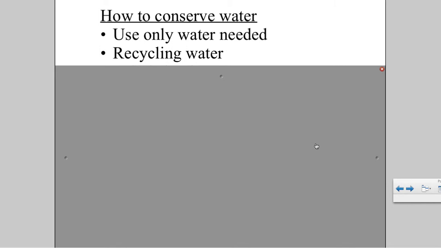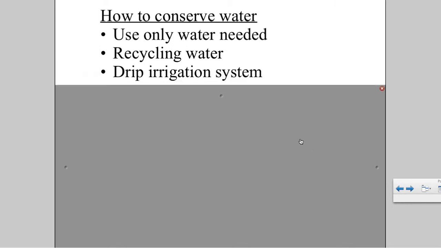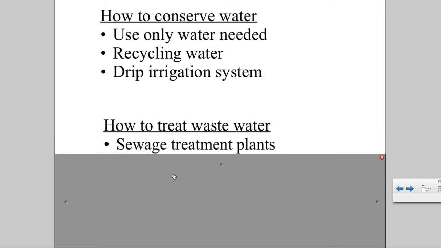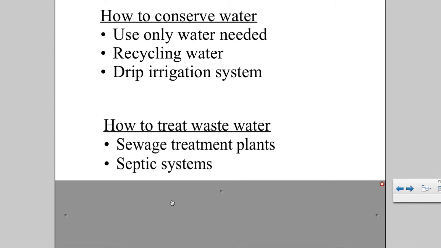Now let's look at how to treat water. Another way that we have here, which we don't have to write down, is drip irrigation systems. We're not going to write that. But for how to treat water, there's something called a sewage treatment plant, and we have septic systems. Your septic system is in your house, and it treats your water before it filters it and takes it into the underground after you flush the toilet, or you let the water go down the sink drain, or your shower drain, or your kitchen drain.